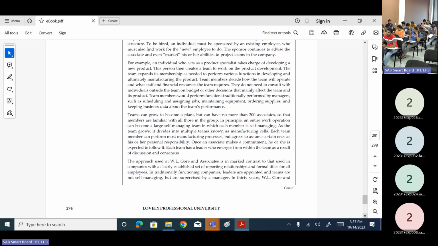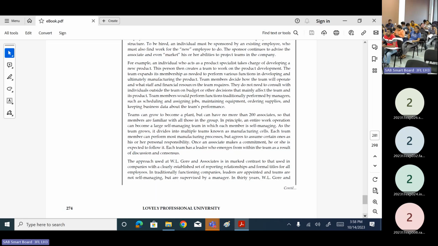We noted all these in our handout as norms or practices or principles. Principles are only in the practice, nothing else. Once an associate makes a commitment, he or she is expected to follow it. Each team has a leader who emerges from within the team as a result of discussion and consensus. We noted that, no? How team leadership can be appointed among themselves, with the consensus of them.